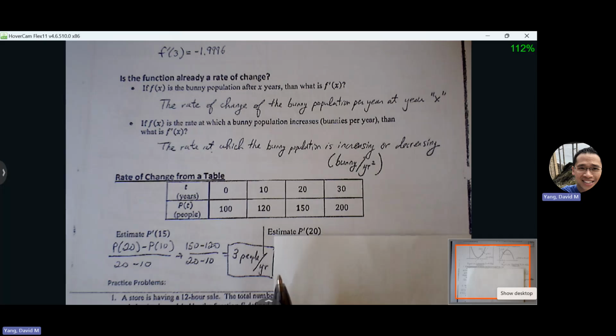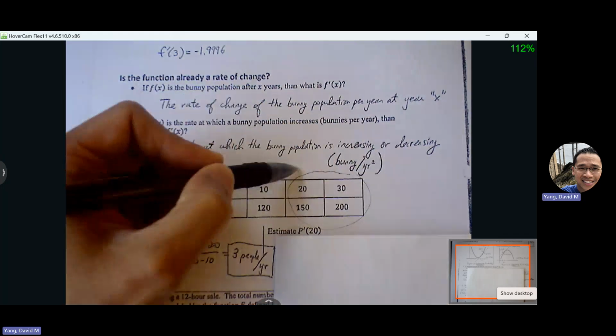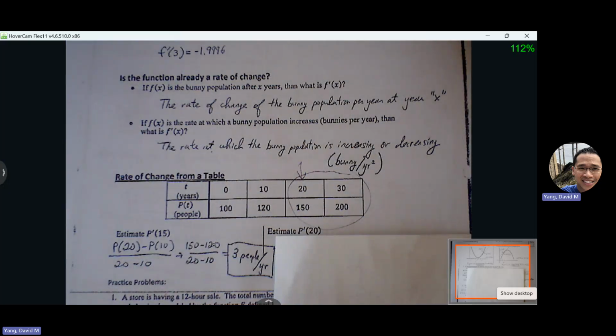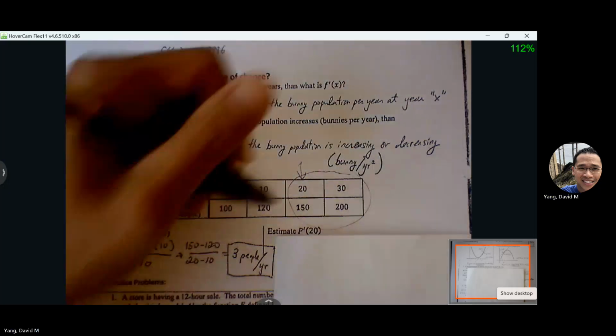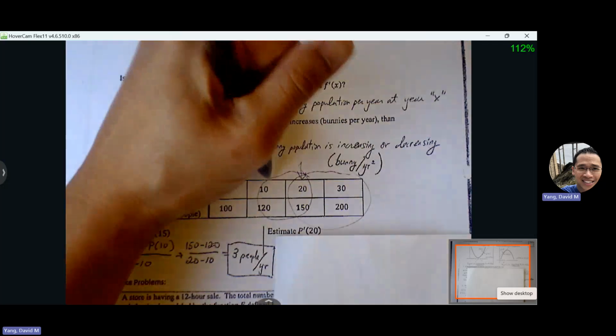What if I wanted to estimate p prime of 20? What ordered pairs could you use? Yeah, but there are other options because it's right at that 20. What was another option that we could do? Yeah, 10 and 20. There's actually one more that we could use. 30. Yeah, 30 and 10.